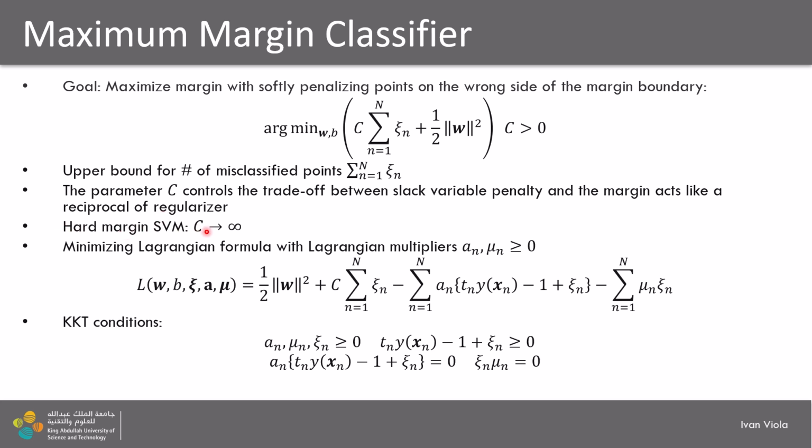So the hard margin support vector machine can be recovered or reformulated if the C goes to infinity. And in our case now, with this soft margin, we have additional terms in our Lagrangian formula.